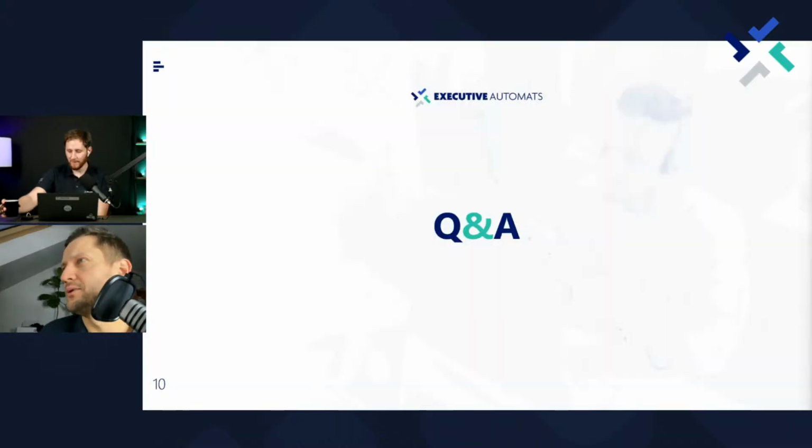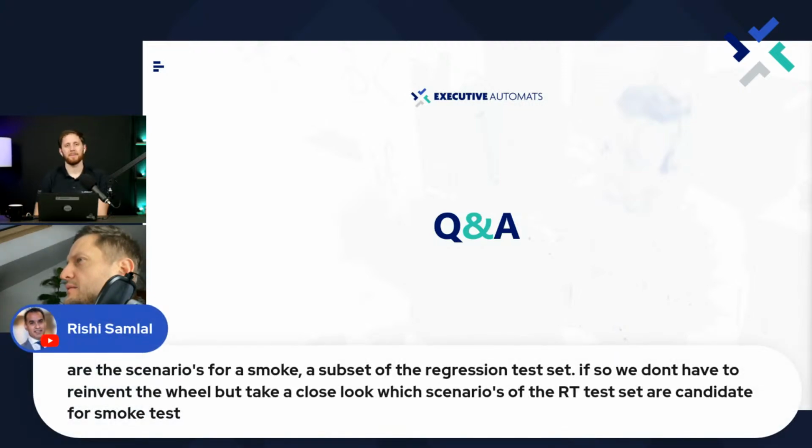On the Q&A session, I will just check the questions which we have. The first question: are the scenarios for a smoke test a subset of the regression test set? If so, we don't have to reinvent the wheel, that's for sure. But take a close look at which scenarios of the regression test set are candidates for the smoke test.